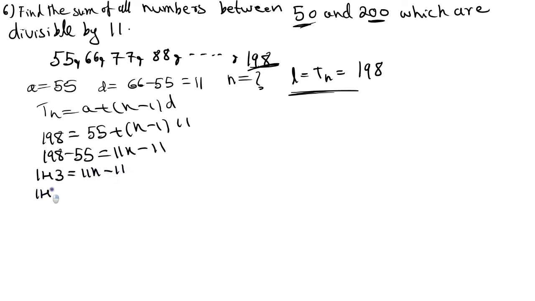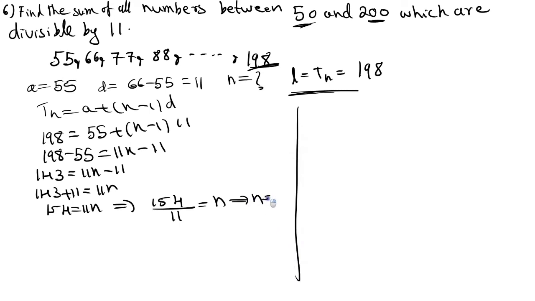So 143 plus 11 is equal to 11n. Okay, now see, 143 plus 11 is 154, right? So you will get 154 is equal to 11n. This implies 154 divided by 11 is equal to n. This implies what is n value? Okay, n value is equal to 14, right? 14 into 11, it's equal to 154.